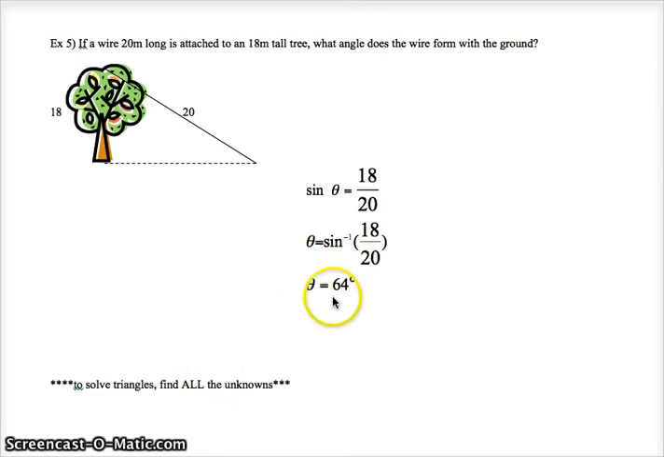So you should have gotten 64 degrees from taking the inverse sine of 18 over 20, making sure your calculator was in degrees. So you're going to go ahead and do some practice problems, and when it asks you to solve the triangle, that means you need to find all of the unknowns.